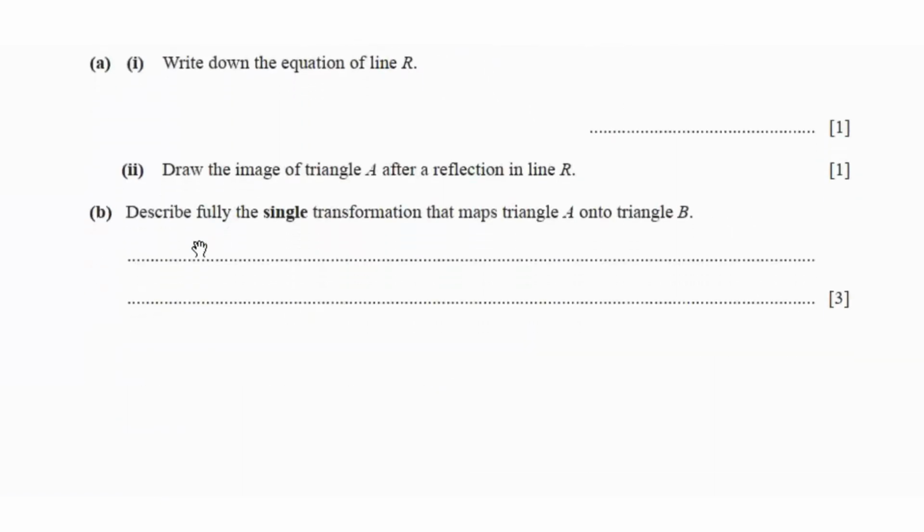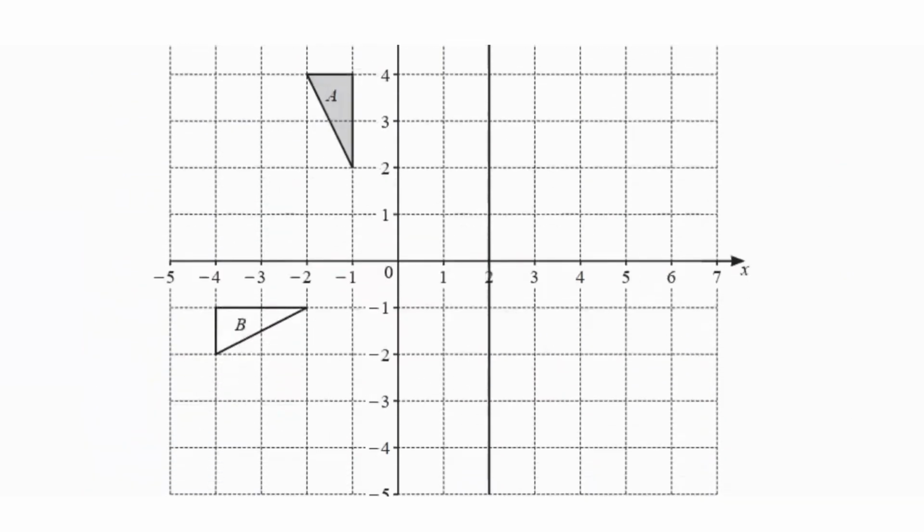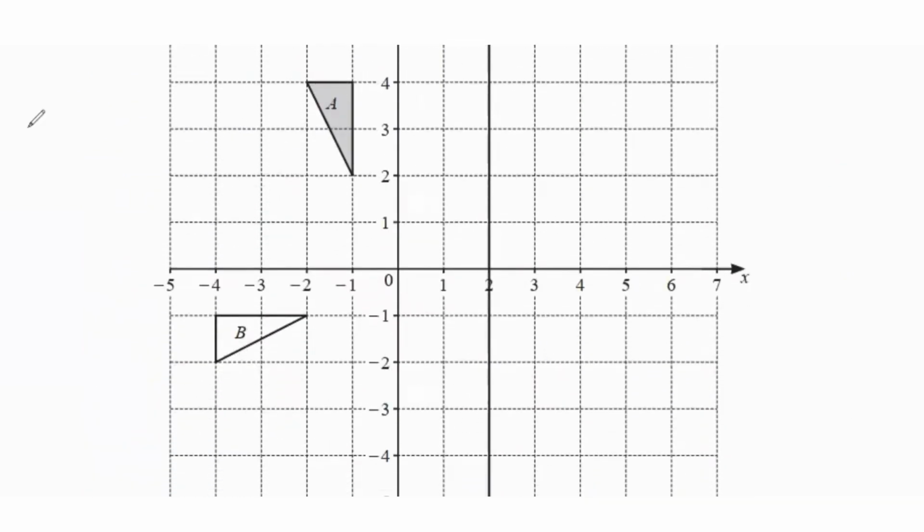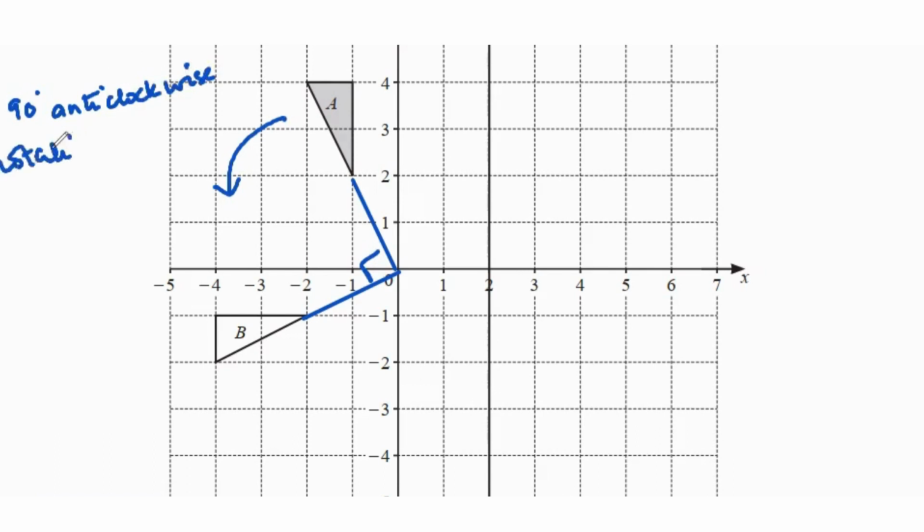Then it says, describe fully the single transformation that maps triangle A onto triangle B. So if you look at triangle A and triangle B, we can clearly see that it's a 90-degree rotation, but this rotation is an anti-clockwise one because we're going in this direction. So 90-degree anti-clockwise rotation, and our center is 0, 0.